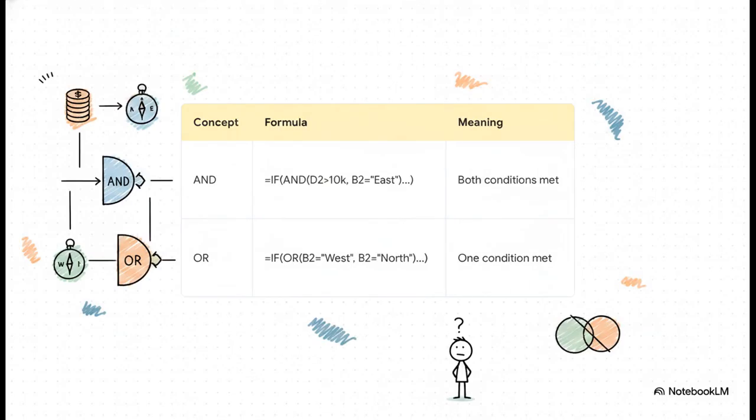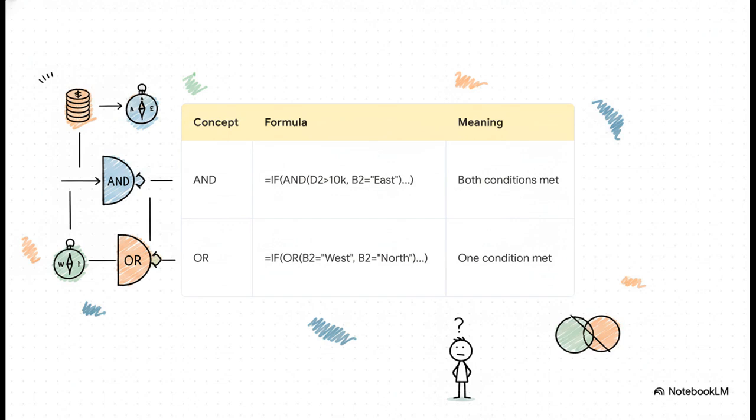Next up, we layer in Boolean logic gates. If the business question is, did they meet both targets, the AND function demands that all conditions are met, so a deal has to be over $10,000 and in the East. But for the question, is this a high-risk region, the OR function evaluates as true if just one single condition is met.